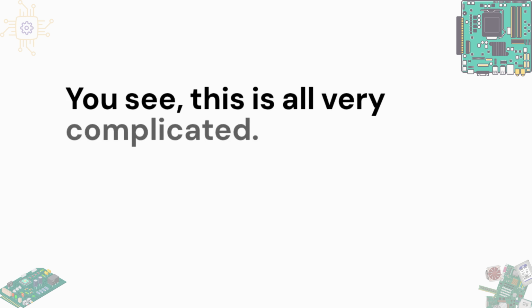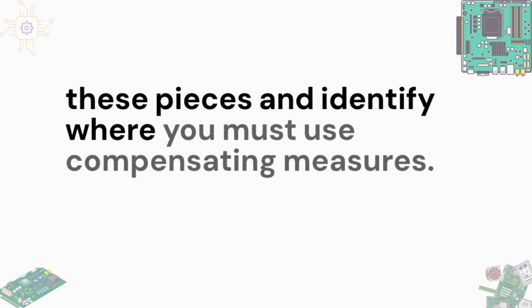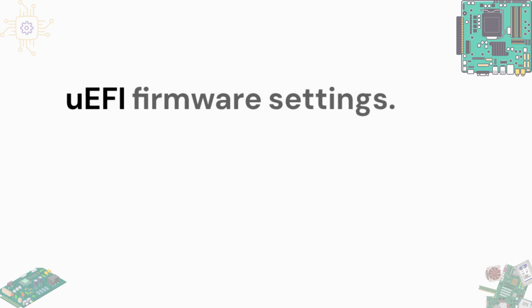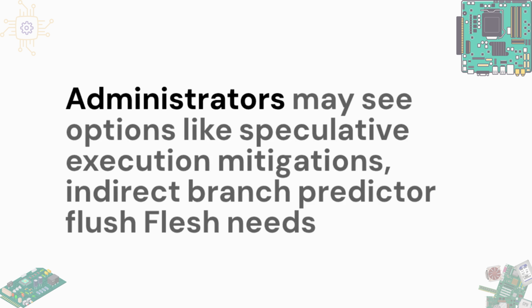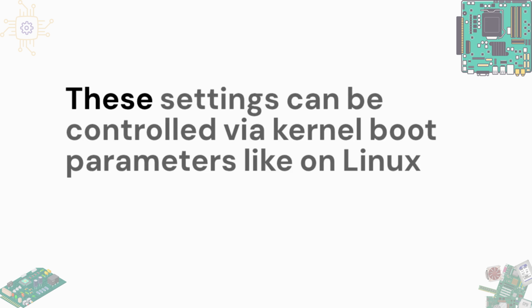So you see, this is all very complicated, so difficult sometimes to protect yourself, and that's why you have to weigh all these pieces and identify where you must use compensating measures. Now, because of the performance impact, these mitigations are often configurable. In the BIOS/UEFI firmware settings, administrators may see options like speculative execution mitigations, indirect branch predictor flush, MDS protection, and SMT mitigations. In the operating system, these settings can be controlled via kernel boot parameters.